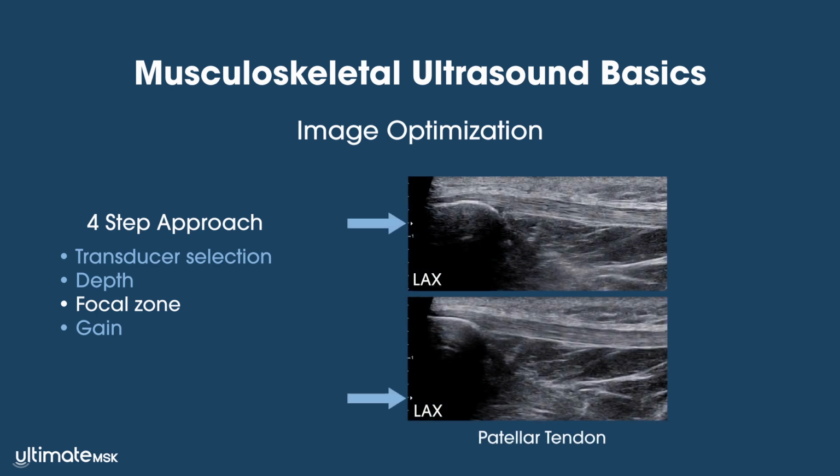In another example of a long axis view of the patellar tendon, the top image has the focal zone correctly positioned just below the tendon. The lower image has the focal zone set too deep, leading to decreased resolution of the tendon.